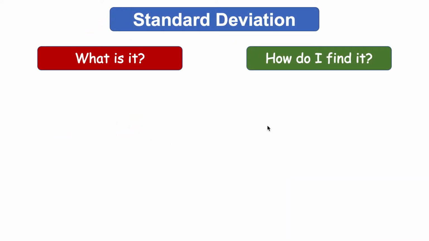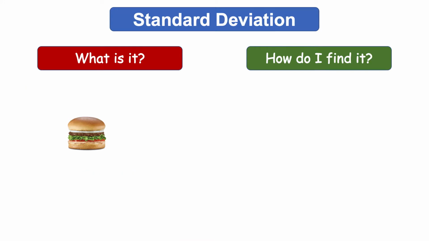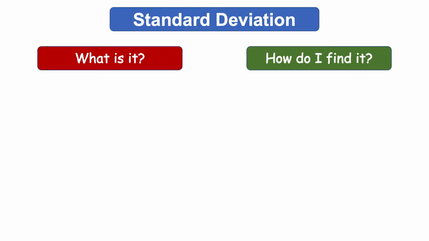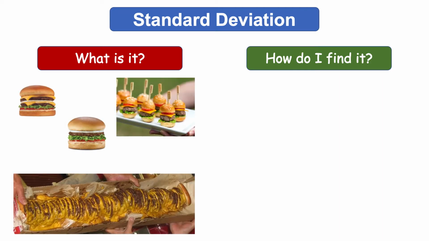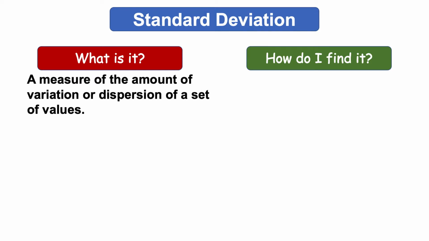So again, to recap, what is it? It's basically you have your normal, and the standard deviation just tells you how much certain data is from that normal, how much it deviates from there. Now, to actually find it, so how do we find this thing? Or actually, food example aside, because obviously I'm still hungry. Here's basically the textbook definition of it. It's a measure of the amount of variation or dispersion of a set of values. So it's basically how spread out your data is.